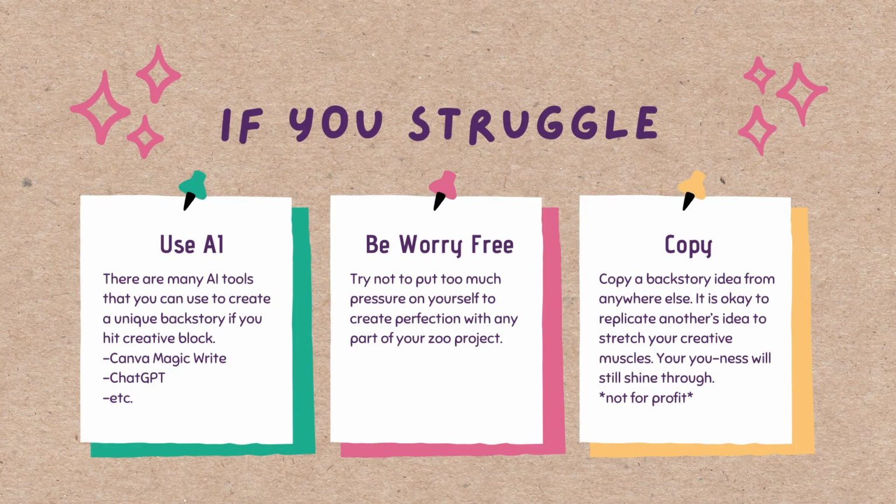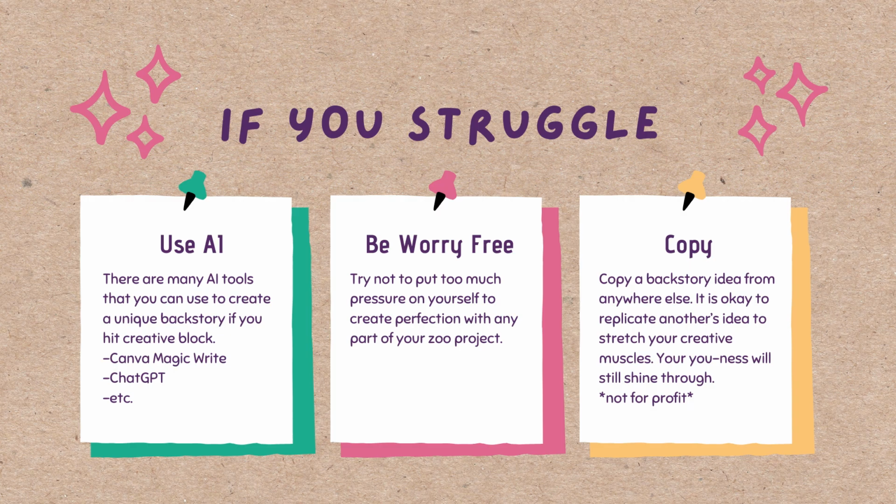If you find that you're struggling trying to create your backstory, here are a couple tips that you can use. The first one is to use some kind of AI tool. There's a lot of AI tools out there that can help you create a unique backstory. Just use some of the prompts and the questions that I've given you. Some examples are Canva Magic Write or ChatGPT or one of the various other ones out there. The next tip is to be worry-free. Try not to put too much stress or pressure on yourself to create perfection in your project. It's a game, and just have some fun with it.